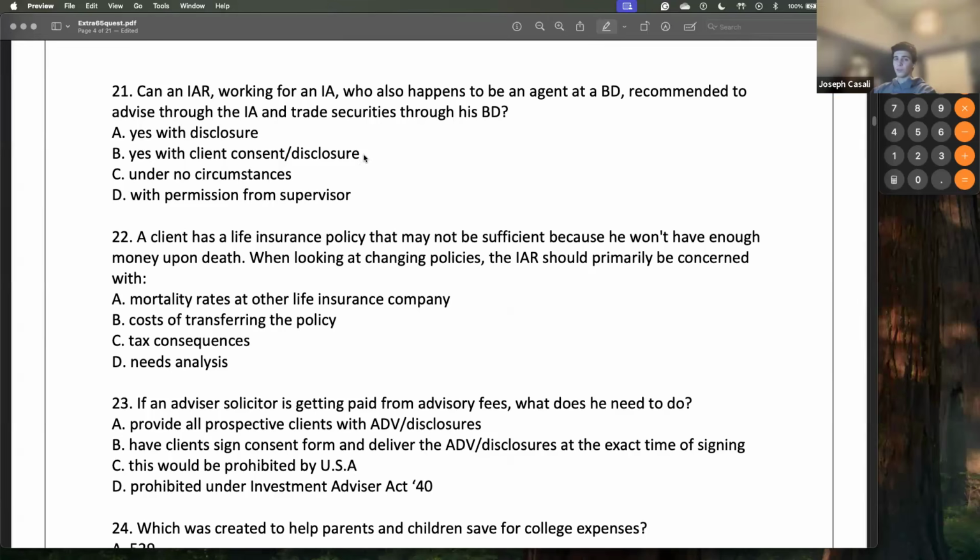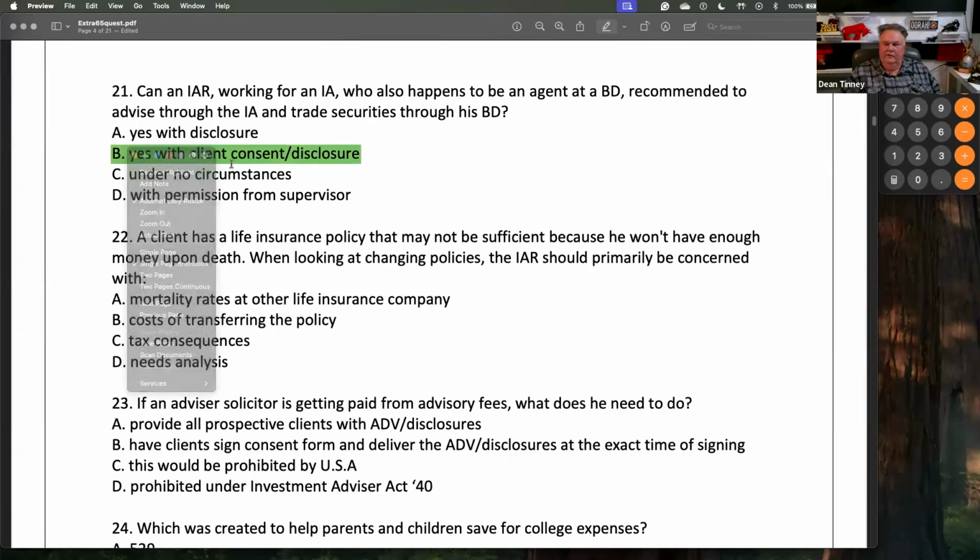Yes, with consent and disclosure. Right on. So consent and disclosure and capacity with client. I don't need client consent to actually do the trade through the BD. I need to have made the disclosure that I will also be earning commissions through the BD, but I don't have to actually do this every time. So it's actually a yes with disclosure.